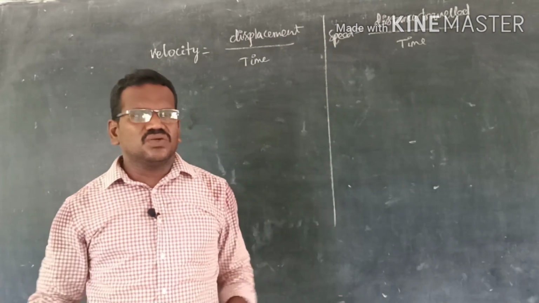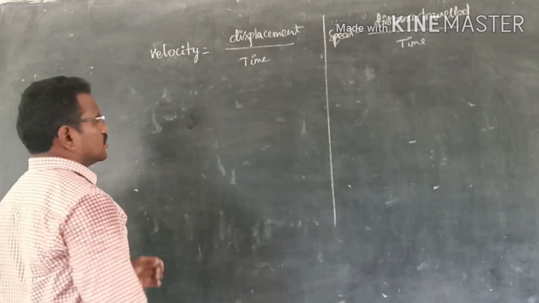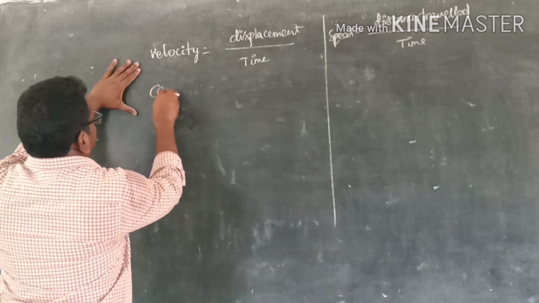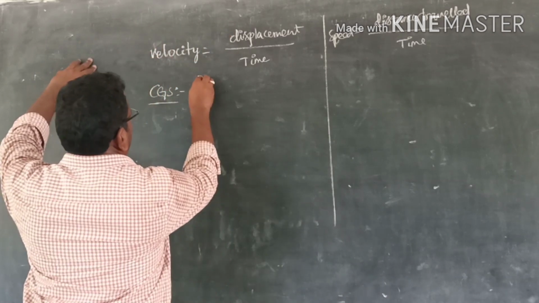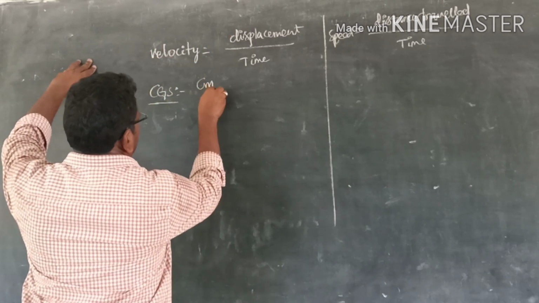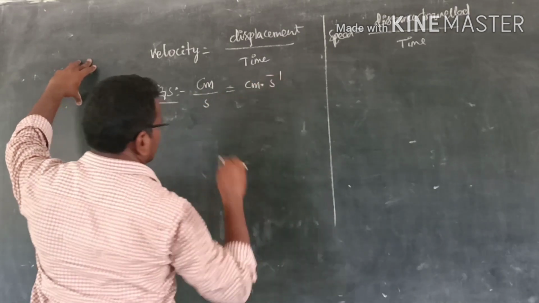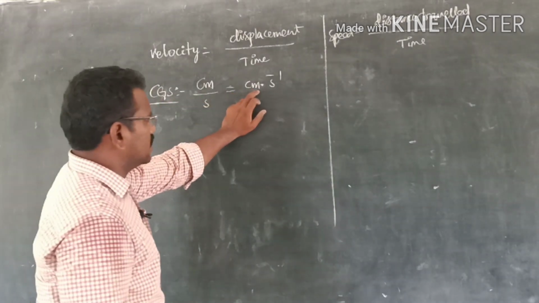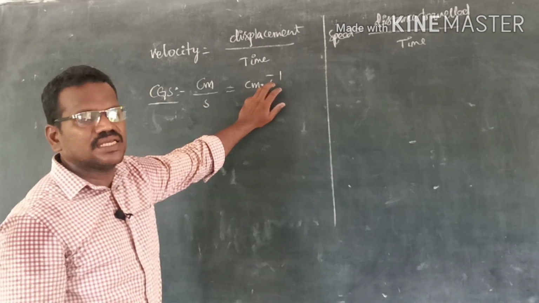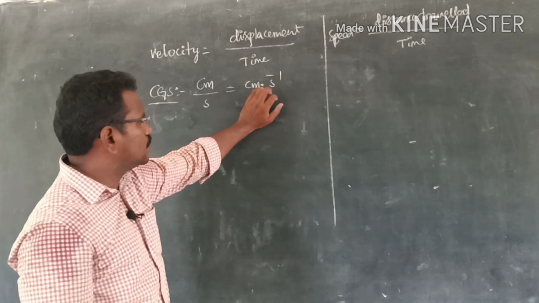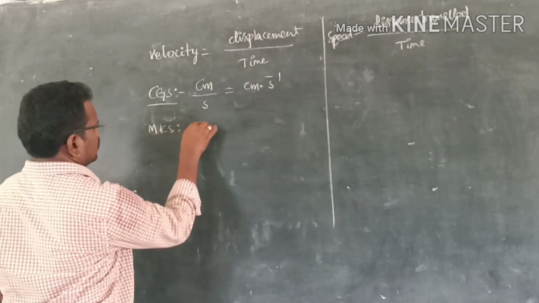Let us discuss what velocity and speed are in another module. Now we are going to write the CGS units. The CGS unit of velocity: the CGS unit of displacement is already length, that is centimeter, so the unit is centimeter by second. It can also be represented as centimeter second power minus 1, read as centimeter into second inverse.